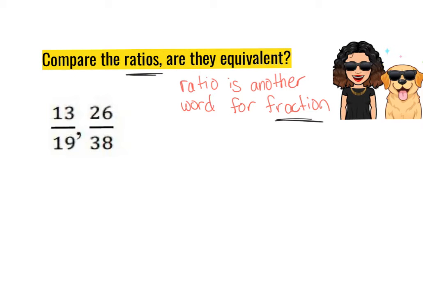When comparing the two ratios or the two fractions, I want to focus on the numerator, the top number of one fraction, and compare it to the other numerator, the top number of the other fraction. And then I also want to do the same with the denominators of both fractions.